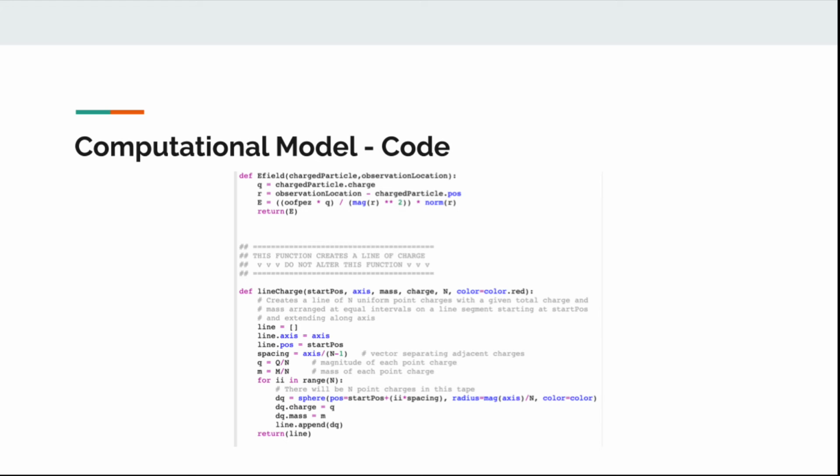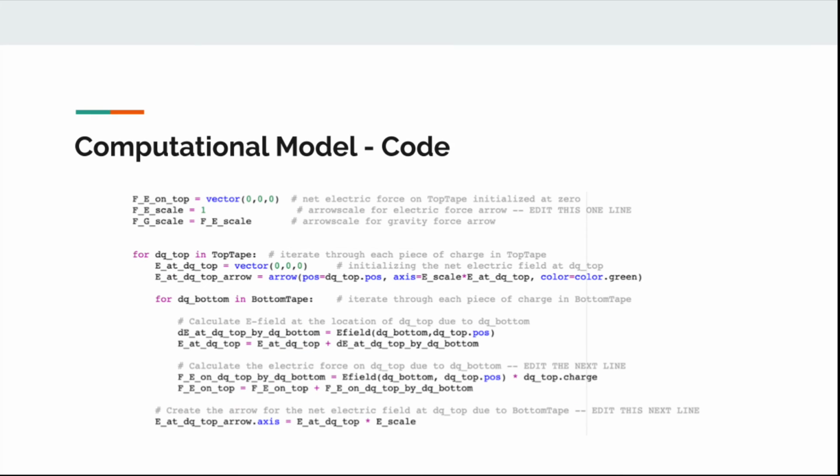Now over to GlowScript. Here's some of the code we used to find the force and to find our model. The top is our electric field equation, which finds the electric field of a point charge, and the one below is our line charge formula. So instead of the equation we used earlier to find it, it just sums up a series of individual point charges on the tape. Now here's the other part of our code. This code calculates the electric force on the top tape due to the bottom tape, but instead of for a singular point charge, it does a series of point charges present on the tape, and this also is going to create the arrow of the net electric field due to the bottom tape.